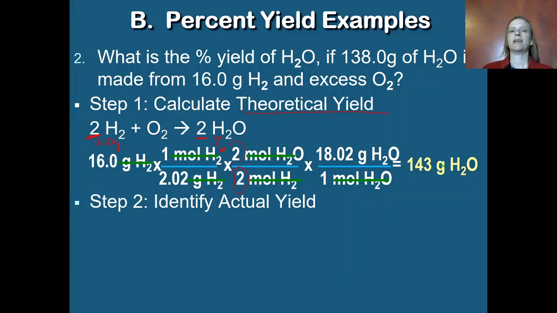Step 2 is to identify your actual yield. This usually comes from the problem or from whatever experiment you're doing, but in this case it comes from the problem, and my actual yield is this value. They told me what mass of water I actually made.